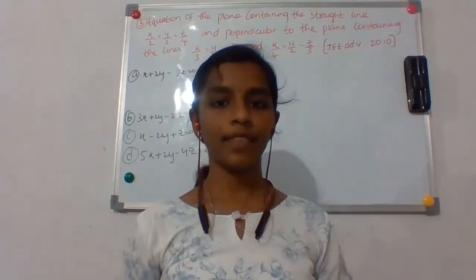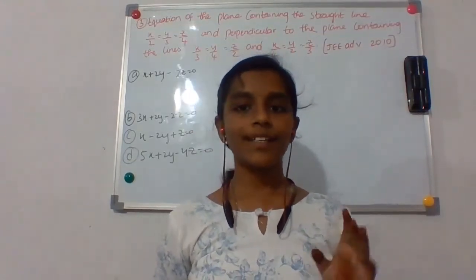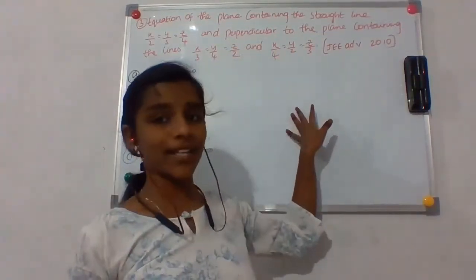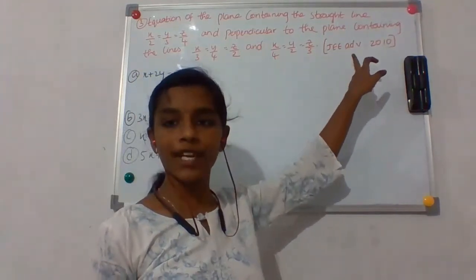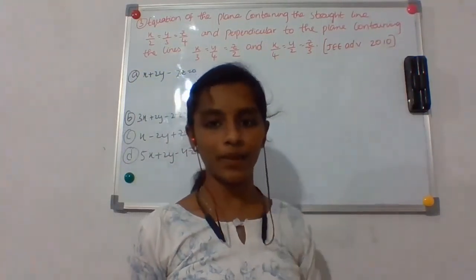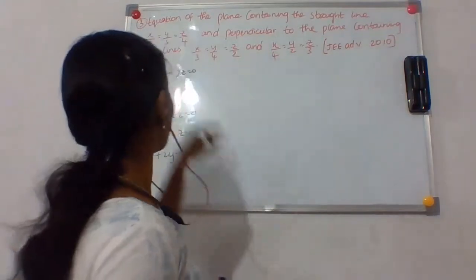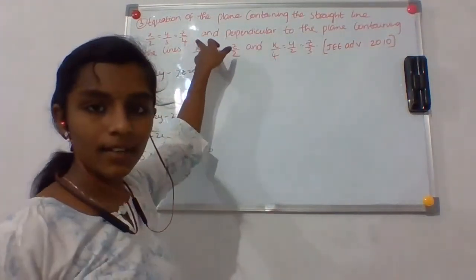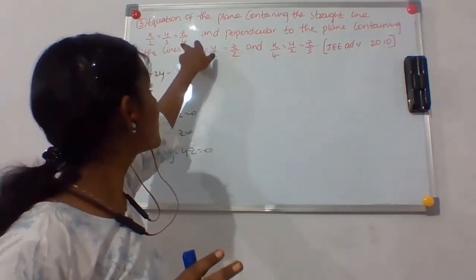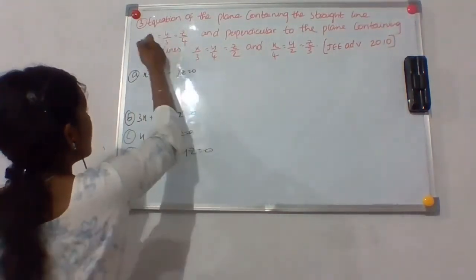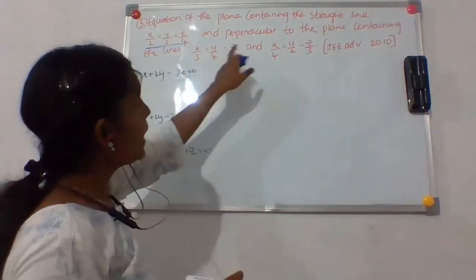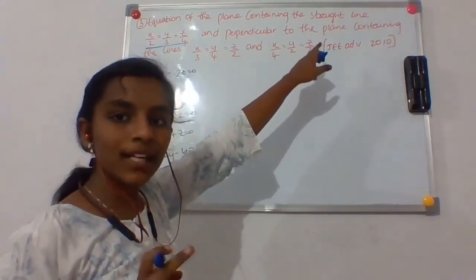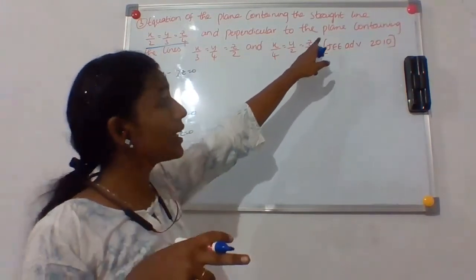Okay. So guys, now let us discuss problem number 3. As you can see, this is a problem of JEE Advanced 2010. Okay. So now let us do this problem. Equation of the plane containing the straight line. So the required plane contains this straight line and is also perpendicular to one plane.